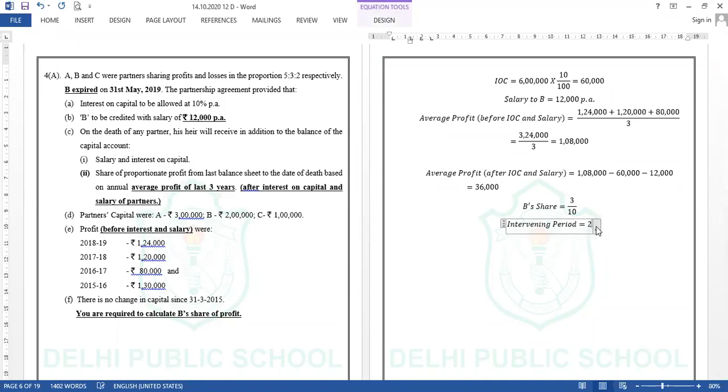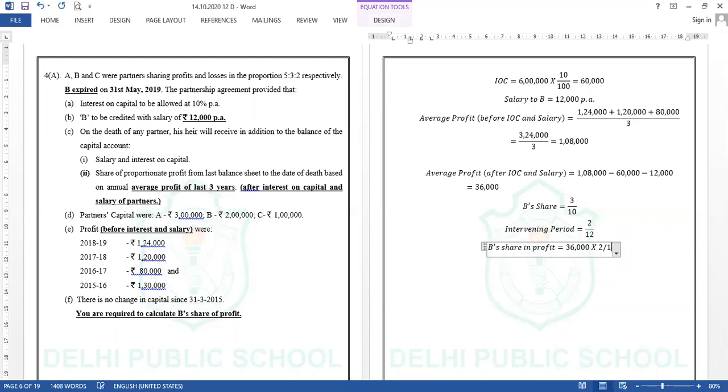2 months. That's good. Okay, so B's share. Now finally we are ready to calculate B's proportionate share in profit. Okay, B's share in profit for that intervening period. You can add that, right? Average profit after interest on capital and salary is 36,000.